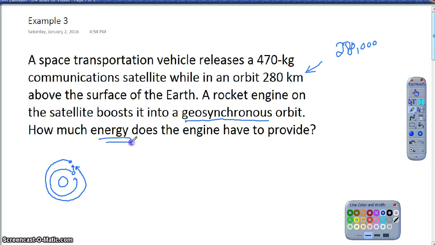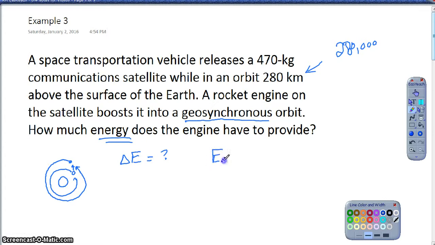They're asking us how much energy does the engine have to provide in order for this to happen. So I hope that that last sentence makes us think the goal here is we really want to find what is the change in energy, right? That's what I'm looking for. If I can find the change in energy as that satellite moves from one orbit to the other, then I can find the energy required by the boosters, by the engine of the satellite. Right, so that's going to be my goal.